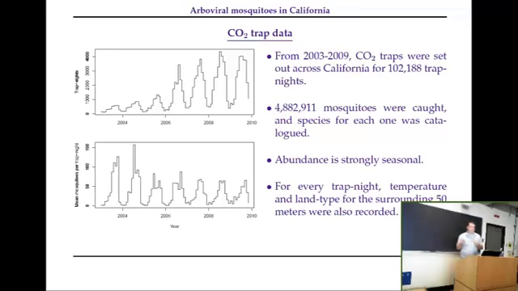For every trap night, in addition to the number of mosquitoes that were caught, we have the temperature at that trap, and the land type for the surrounding 50 meters. And obviously, if you go 50 meters out, you're not going to have one land type. So we have a breakdown of 50% grasslands and 50% pasture, for example, for a particular place. What we're going to try to do is figure out what the effect of seasonality is, what the effect of temperature is, and what the effect of land type is.